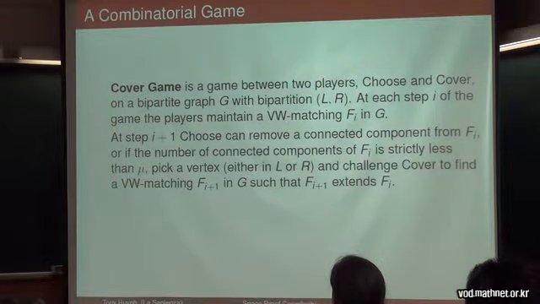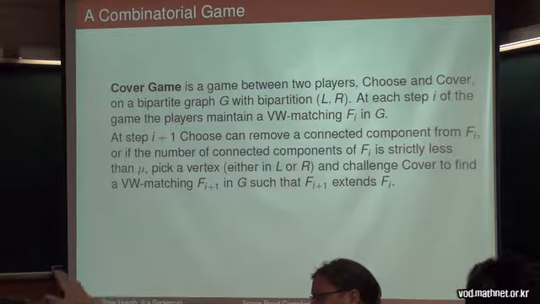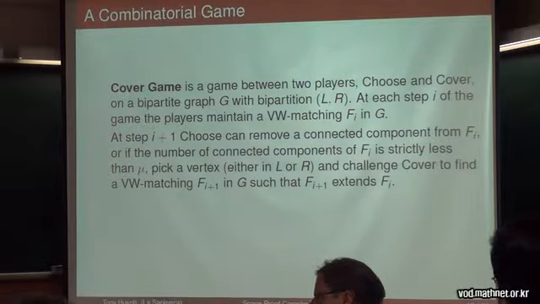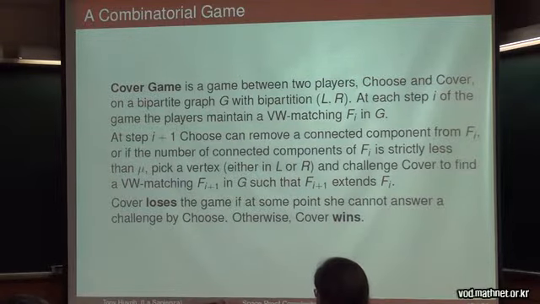So the question is about the order between the choices of the player, or the rules of the game. The player has either these two choices. Can the chooser either remove a connected component or, if the number of components is strictly less than mu, can you still remove a component? Yes, you can if you want. And right, so cover loses the game if at some point she cannot answer one of these challenges, and otherwise cover wins, right?